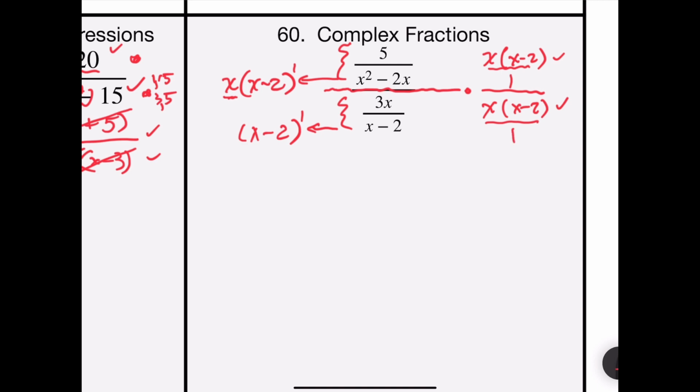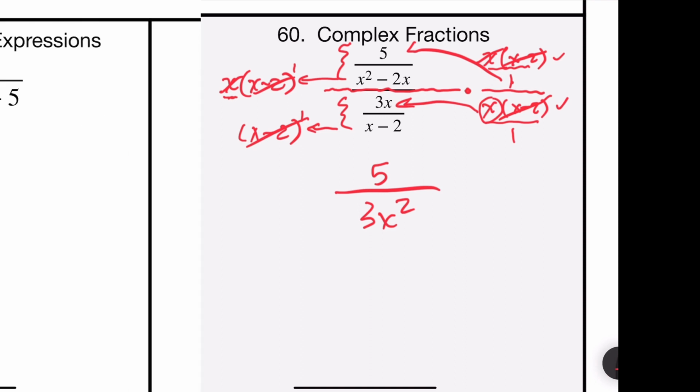So x times x minus 2, x will divide out x, and x minus 2 will divide out x minus 2. That leaves me with 1 times 5, which is 5 in the numerator of the main fraction bar. In the denominator, I'll have x minus 2 divided out by x minus 2. That leaves me with x times 3x, which is 3x squared. And so the complex fraction simplified is 5 over 3x squared.